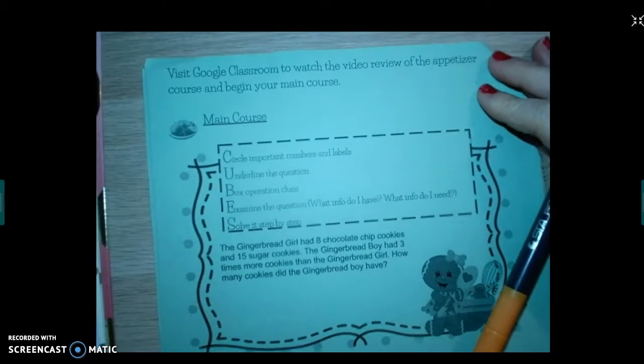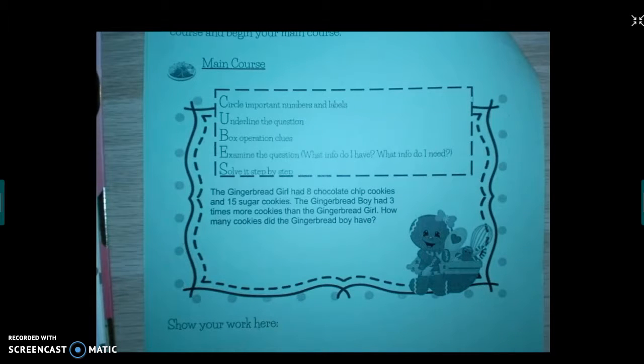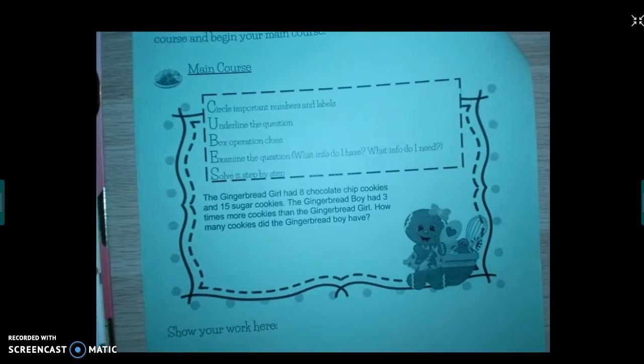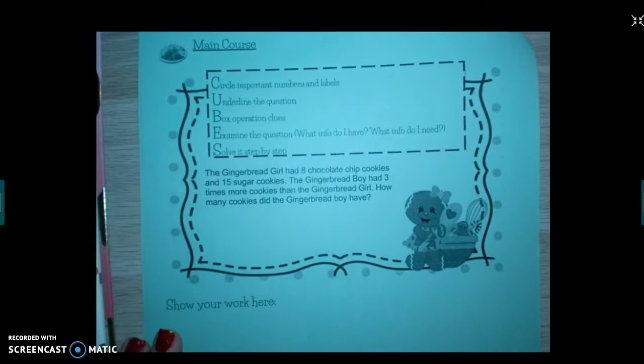This is our main course. Remember that we have been working on word problems and using cubes to help us. Fourth graders, when I circle things, when I box things, when I write things on my paper, you should be writing it too. So if your teacher walks around and sees that your question is not marked up like mine is, then they're going to wonder if you're listening to the video and paying attention.